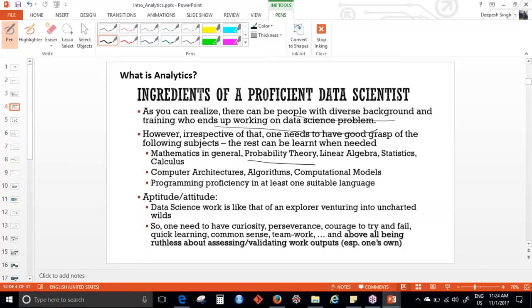For example, let's say a bank wants to know, or let's say a telecom company wants to know which of its customers will no longer be customers. They will basically leave to another telecom operator.